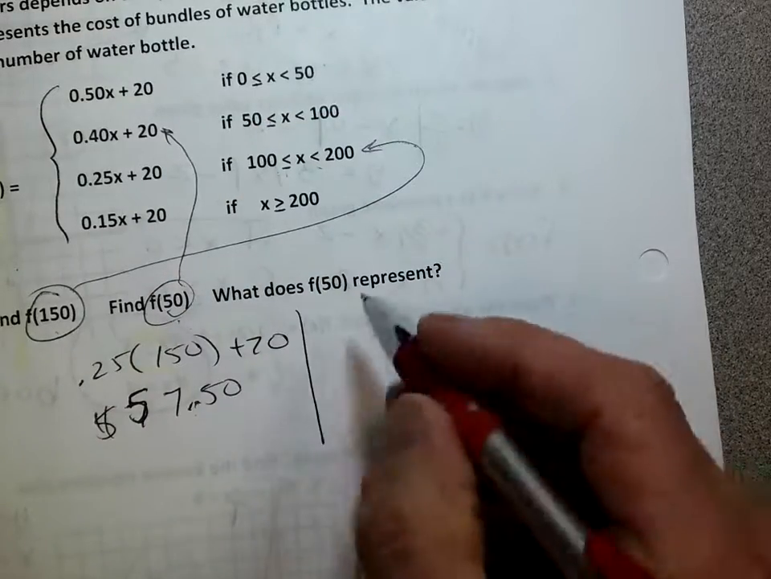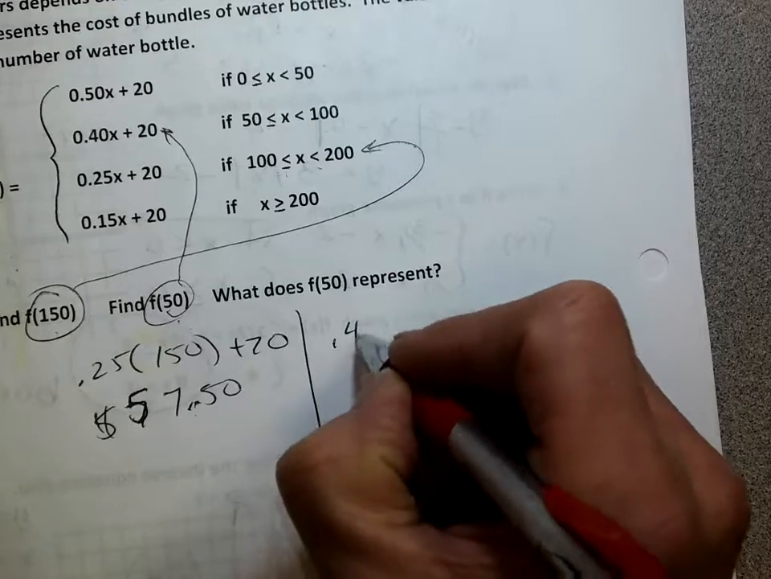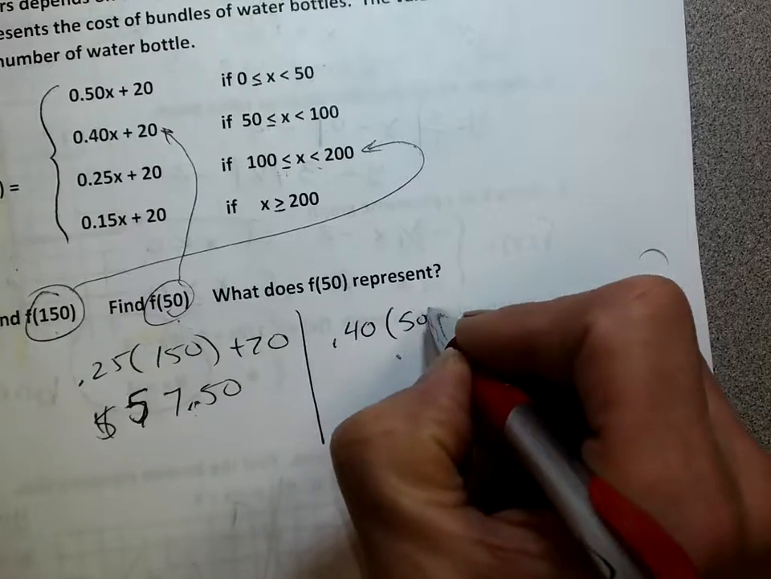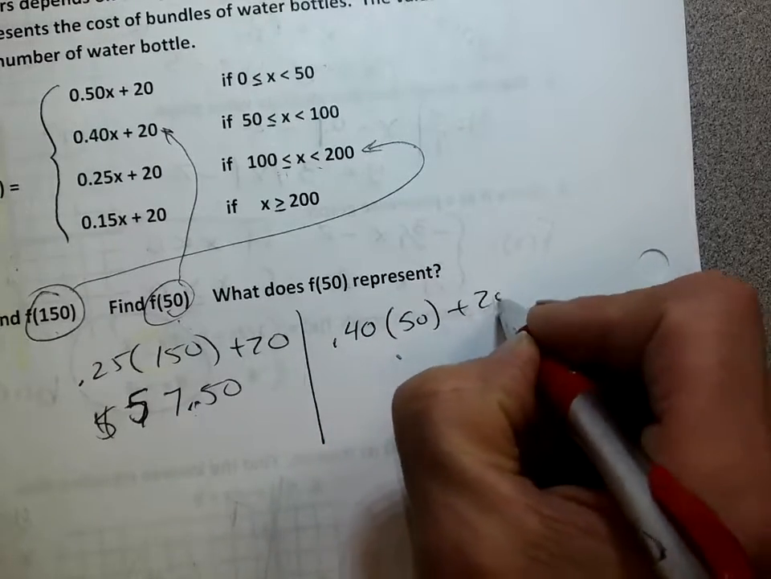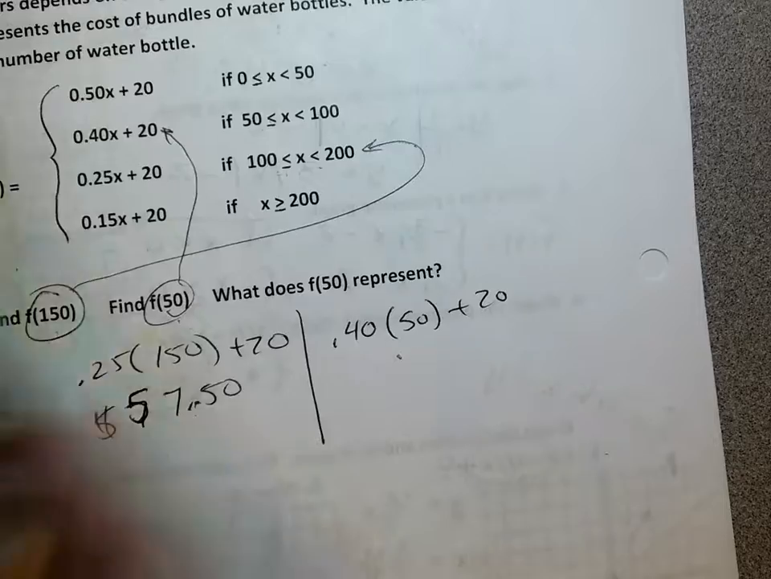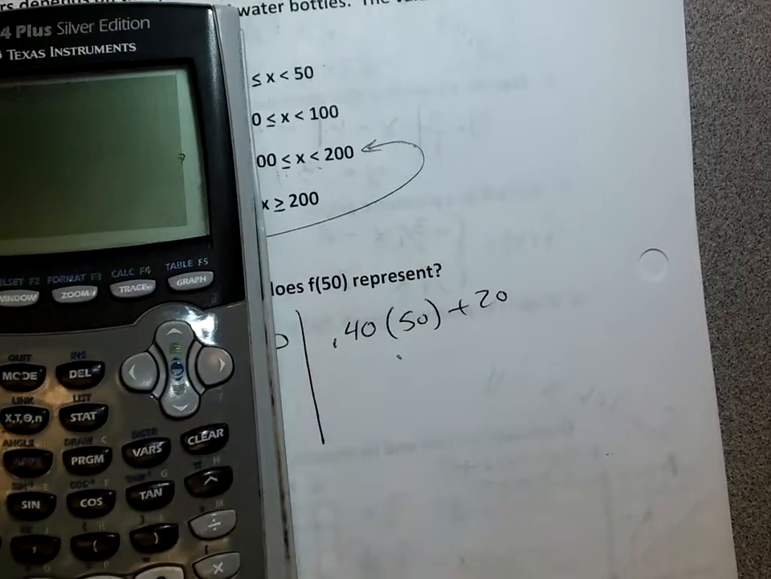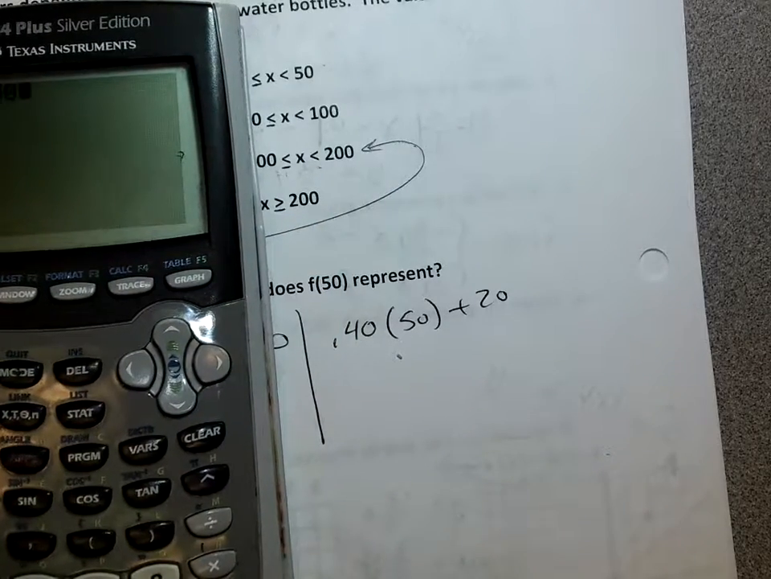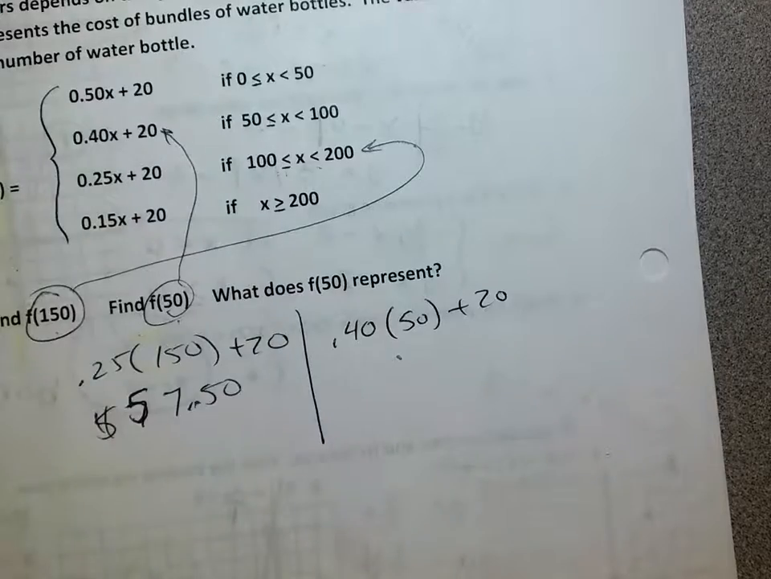So we're going to go 0.40 times 50 plus 20. 0.4 times 50 plus 20. Oh, darn this calculator, I keep grabbing the wrong one. 0.4 times 50 plus 20. Okay, $40.